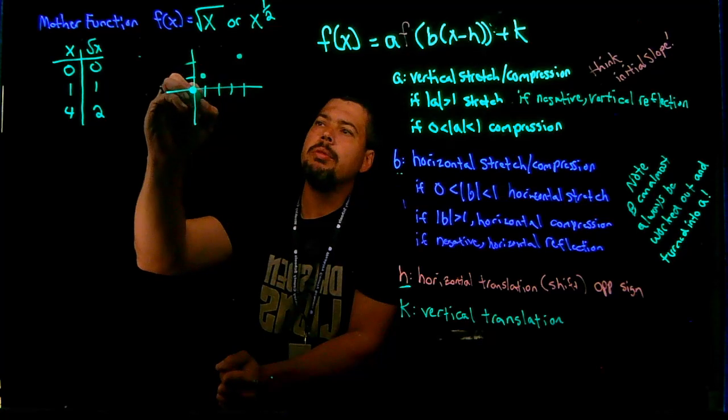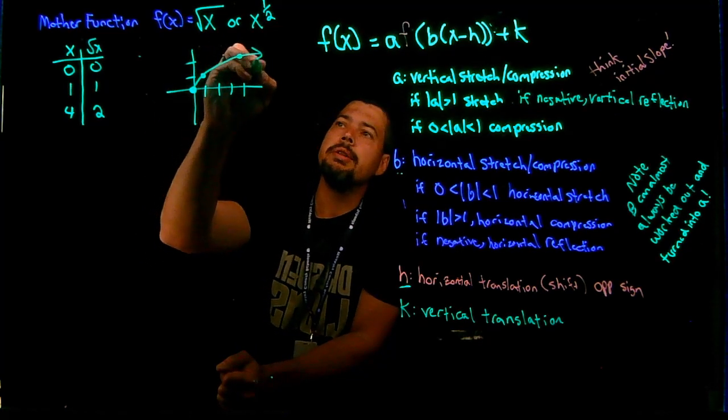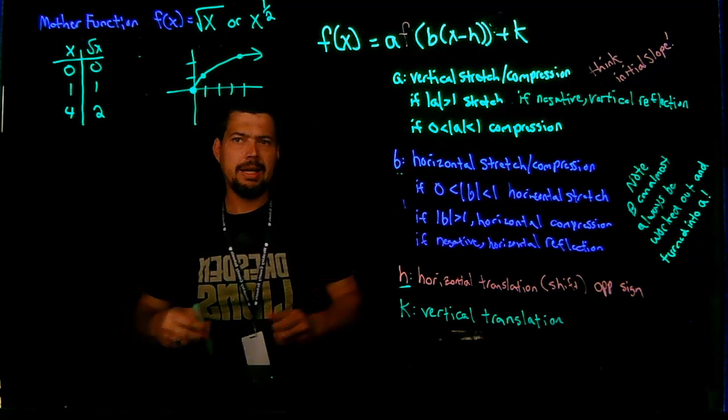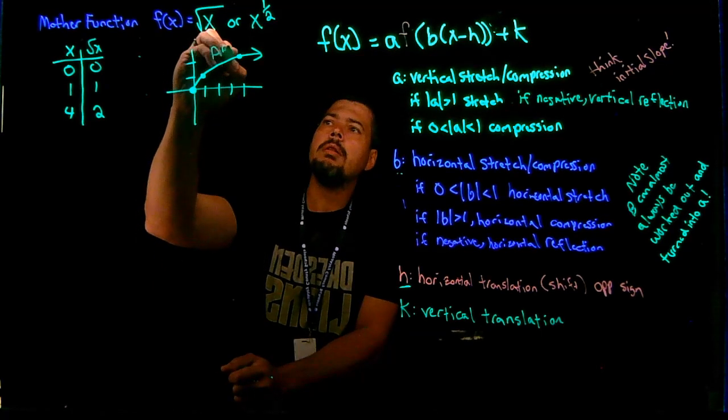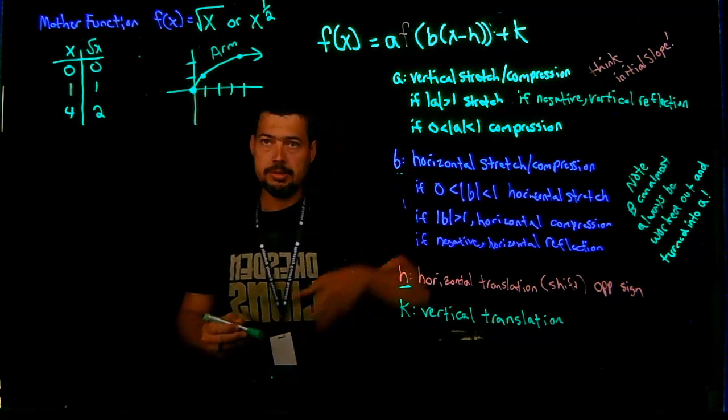When I give these quizzes, I only let kids plot the 2 points on the square root function. But there she is. I call it the arm. That's what it is. It's an arm. It looks like this.